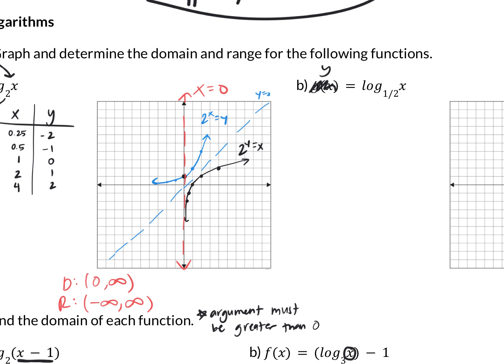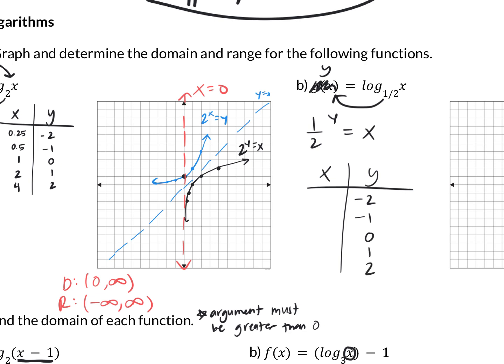All right, letter B, let's pretend this is just a y instead of g of x. And I need to rewrite this as an exponential. So my base is 1/2. I'm raising that to the power of y, and that equals x. Okay, so when we're graphing logarithms, we are actually plugging in values for y, not for x. So in my xy chart, I'm plugging in the -2, -1, 0, 1, and 2 for y, not x.